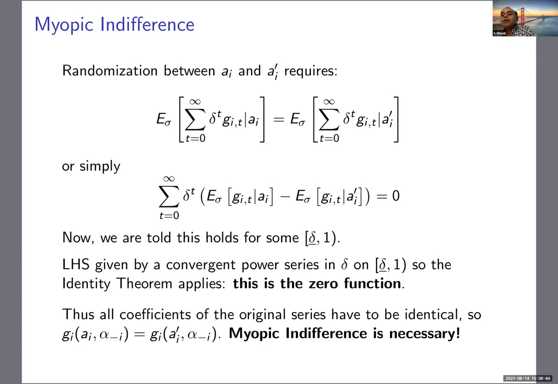Now, the left-hand side is a convergent power series in delta. It holds identically for all delta in this range. Then there's the identity theorem from complex analysis, Ahlfors or wherever you want to look it up. This says that this must be the zero function. In other words, all the coefficients for every t have to be equal. So in particular, for t equal to zero, you get that result: g_i, the payoff of i when i plays a_i and a'_i, given what the others are doing, must be the same. So this is what we are calling myopic indifference. Given what players other than i are doing, i must be indifferent at that point in time over all possible pure actions in the support of a mixed strategy. This is myopic indifference and it's a necessary condition.